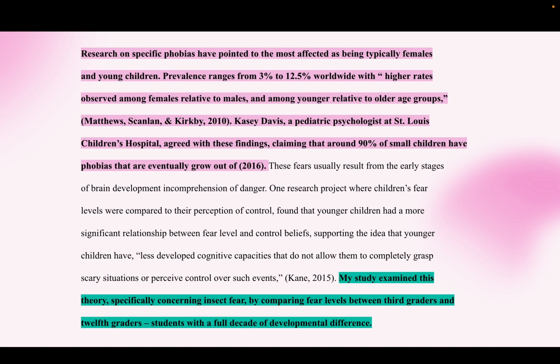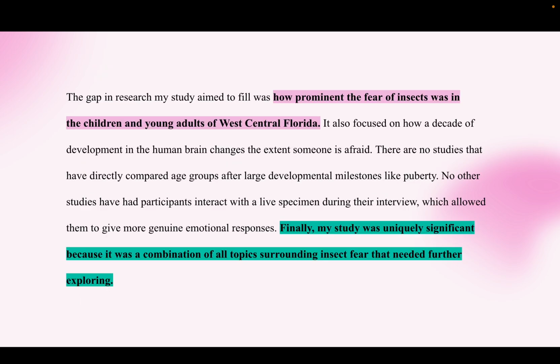So a correct example: this paper was on the experience researching fear of insects between two different age groups. So one big thing that the researcher pointed out is that their study examined this theory with two different age groups that were separated by a developmental gap, which is the gap, because many different studies actually didn't focus on that, they had very narrow age groups. And you can see here that they explicitly stated how their study was uniquely significant because it's a combination of all topics surrounding insect fear, which is really important because they're talking about how exactly their paper is bringing new language and new discussions to the topic.